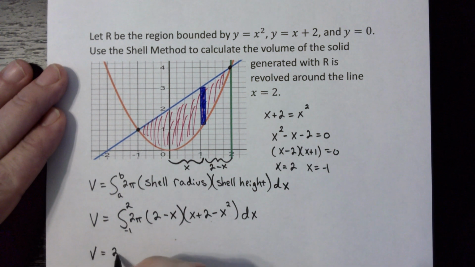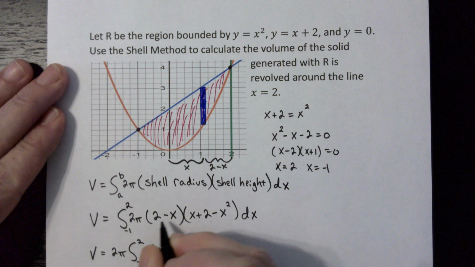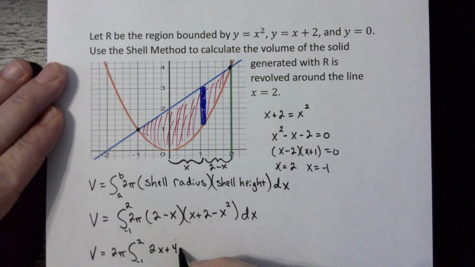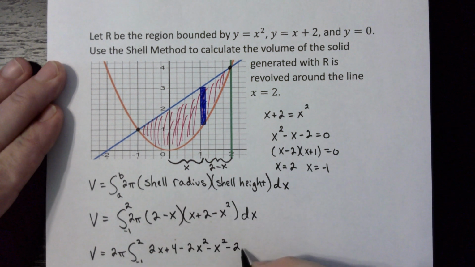Here's the 2 pi. Here's my limits from -1 to 2. Let's go ahead and distribute this stuff. So 2 times x is 2x. 2 times 2 is 4. 2 times -x squared is -2x squared. Negative x times x is -x squared. Negative x times 2 is -2x. And then negative x times -x squared is positive x cubed. Okay, so this is all going to be with respect to the x.